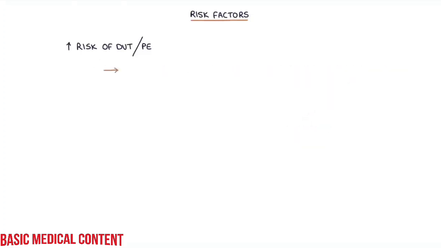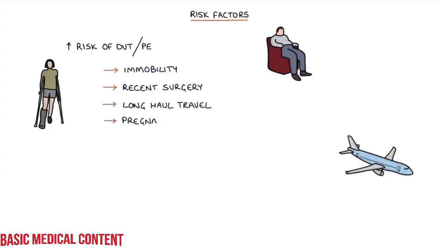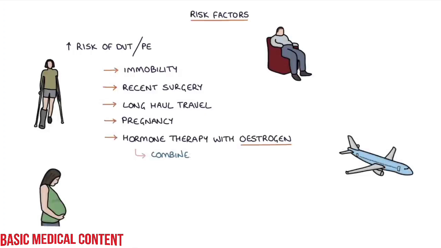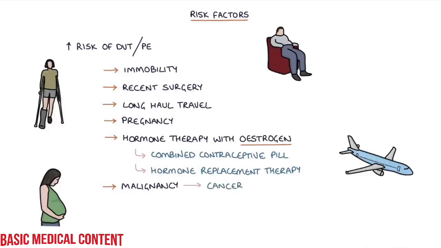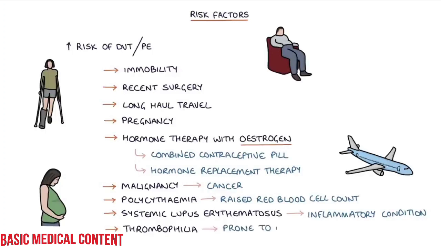These risk factors include immobility, recent surgery, long-haul travel, pregnancy, hormone therapy with estrogen, for example the combined oral contraceptive pill or hormone replacement therapy, malignancy or cancer, polycythemia, which is a raised red blood cell count, systemic lupus erythematosus, which is an inflammatory condition, and thrombophilia, which is where the patient is prone to developing blood clots.